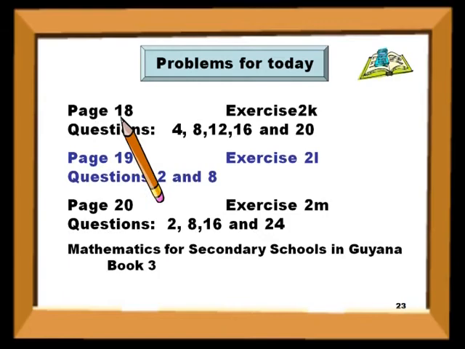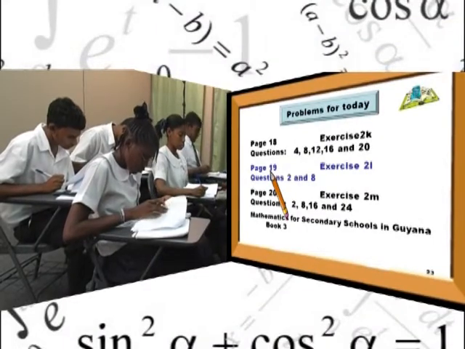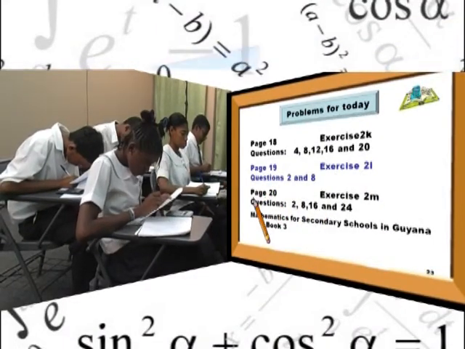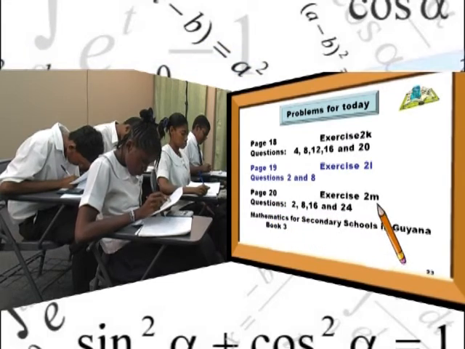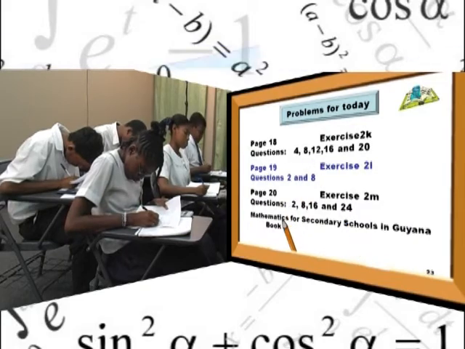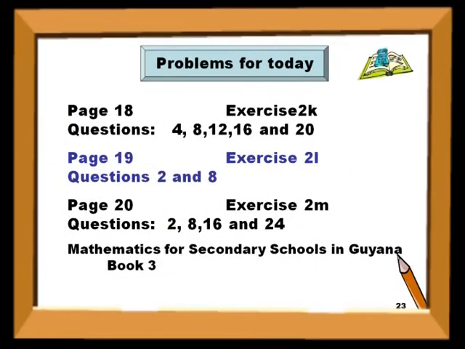Problems for today. Page 18, exercise 2K. Questions 4, 8, 12, 16, and 20. Page 19, exercise 2L. Questions 2 and 8. Page 20, exercise 2M. Questions 2, 8, 16, and 24. Mathematics for Secondary Schools in Guyana, Book 3.